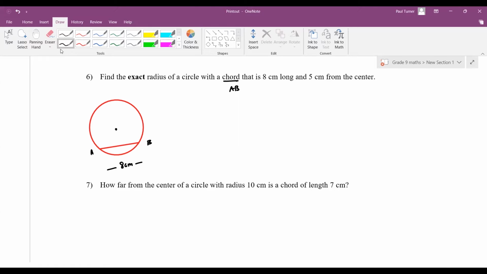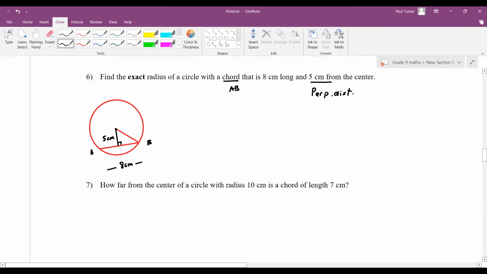And then we will add on a line. So this length here will be 5 centimeters. And I'll add on the radius line here down to there. Okay, so this black line then is 5 centimeters long. And that usually refers to the perpendicular distance. So that's 5, AB is 8.